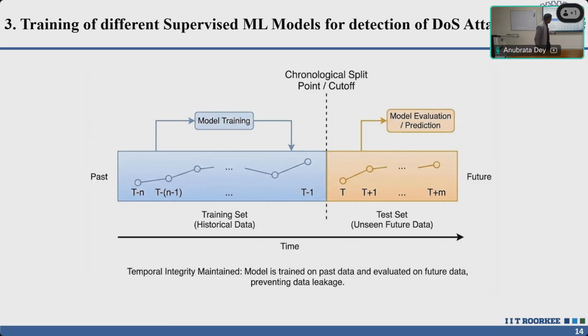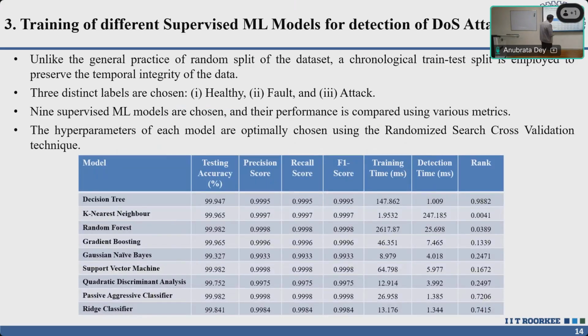That we have discussed. And then once we do that, you can do the training, and let's say, starting from the second column to the second last column, you can have the score, the training time, the detection time, and all, right? That you can calculate.